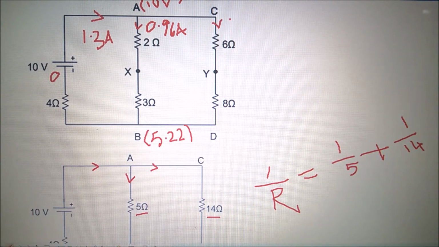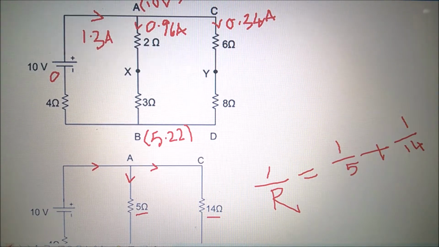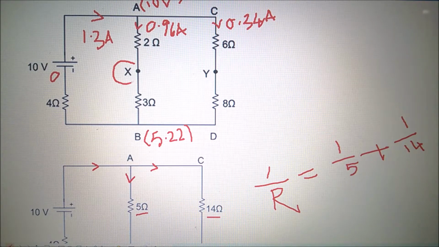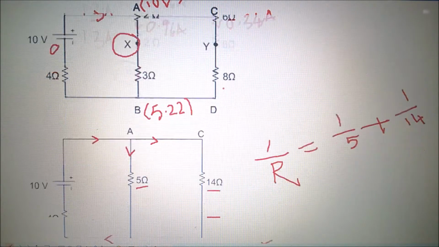Therefore here it is 0.34 ampere. Now we can find the potential at X. This is X. We find it as 10 minus 0.96 into 2, and potential at Y as 10 minus 0.34 into 6. That we are doing here.